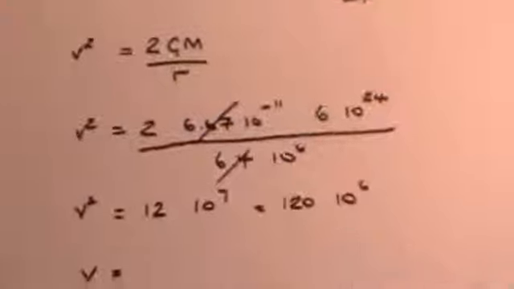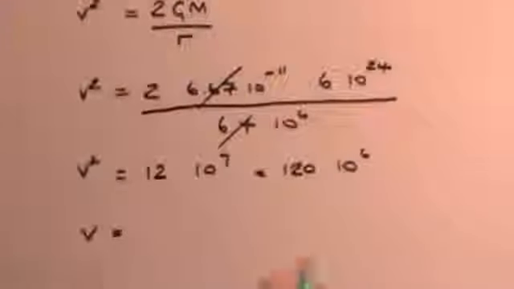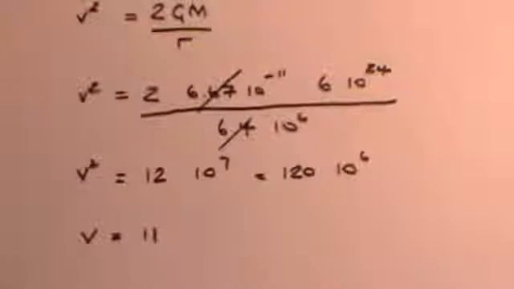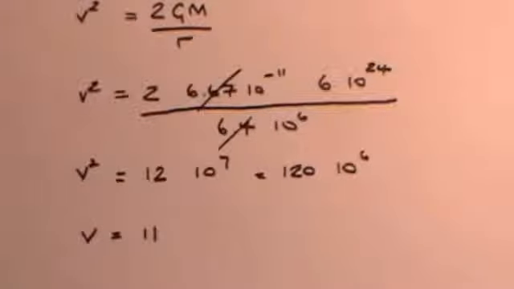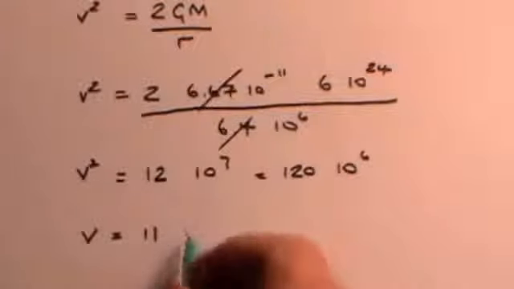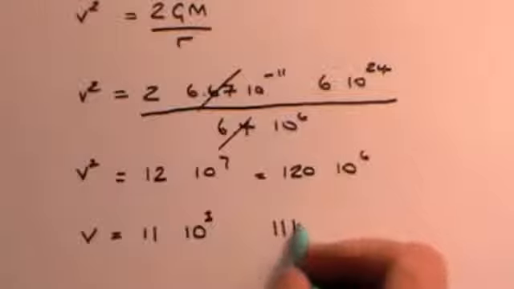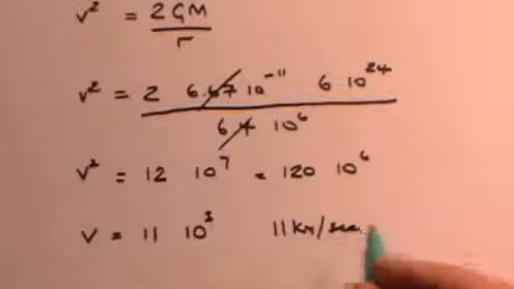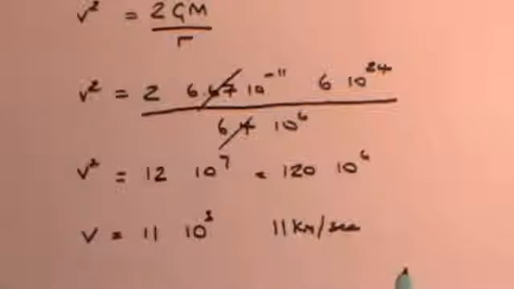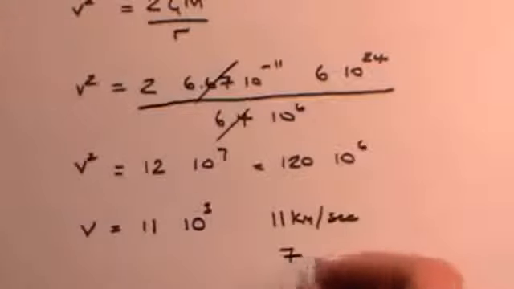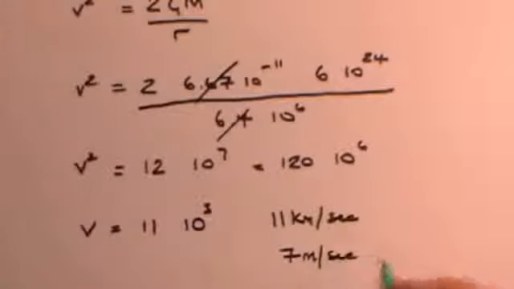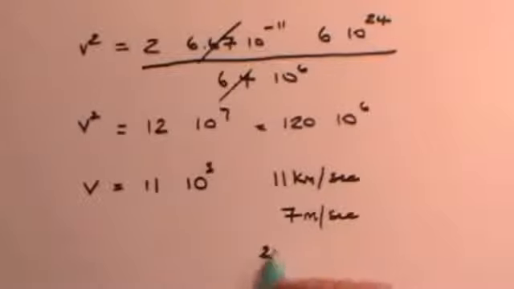What's the square root of 120? Well, look, it's about 11. 11 squared is 121. Let's not worry too much about that. What's the square root of 10 to the 6? It's 10 cubed. So what we're saying is the escape velocity from the Earth is 11 kilometers per second, which is approximately equal to 7 miles per second, which is approximately equal to 25,000 miles per hour.